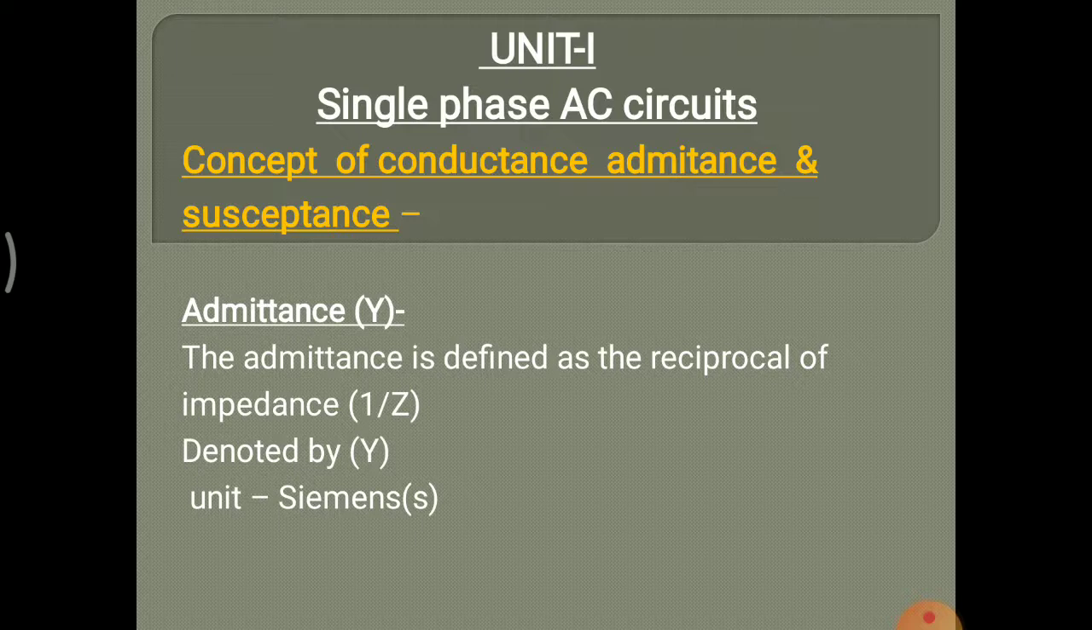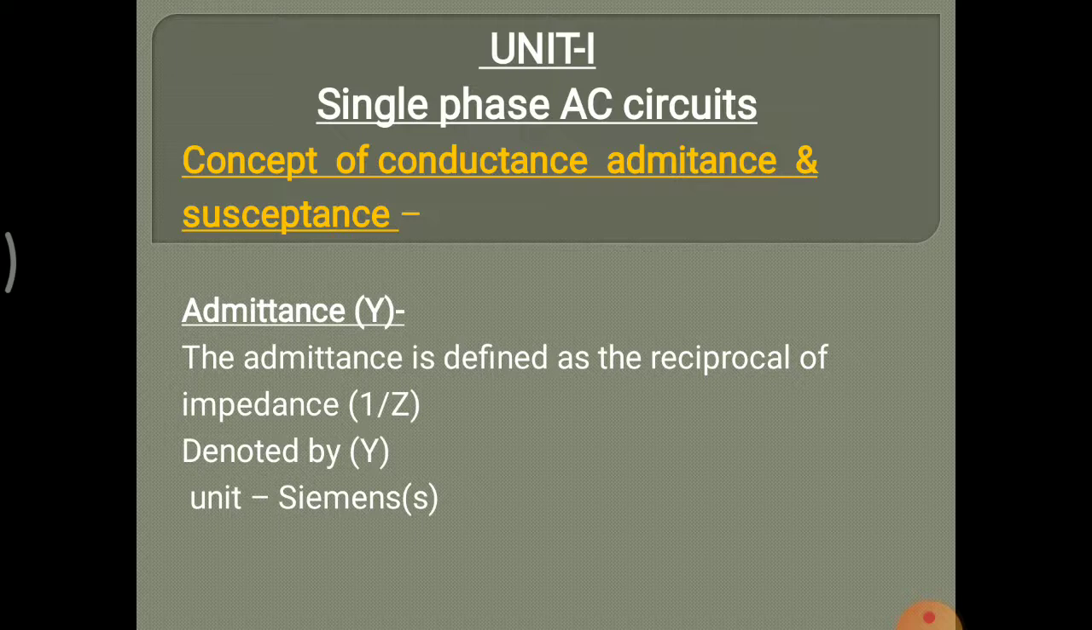Admittance is defined as the reciprocal of impedance. You all know what impedance is. Impedance is the combination of resistance and reactance, and reactance may be capacitive or inductive. So impedance is the combination of the real part, that is resistance, and reactance, which may be capacitive or inductive. This is the impedance. And what is admittance?